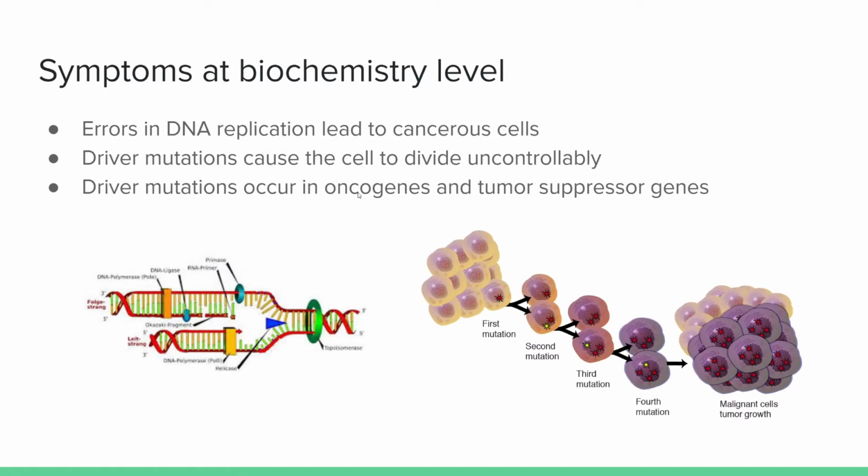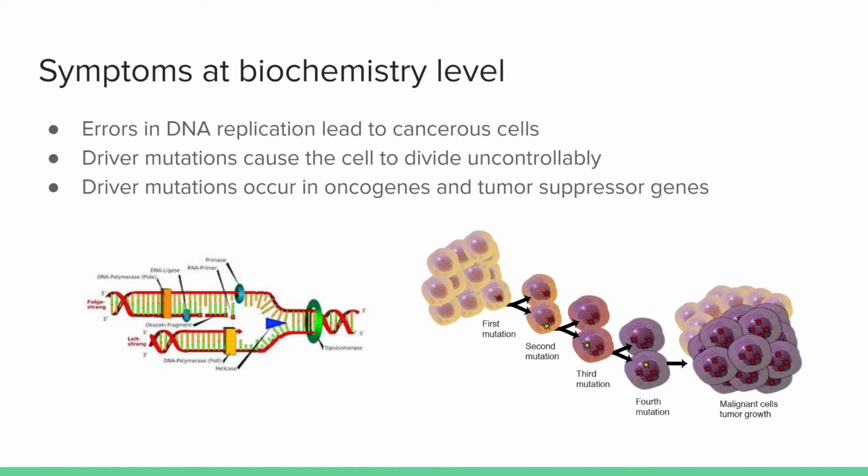Errors made during DNA replication while a cell is dividing results in the mutations responsible for the formation of cancerous cells. While cancer cells have many mutations, the ones that cause the cell to become cancerous are called driver mutations. These are the mutations responsible for the cell dividing uncontrollably and forming tumors.